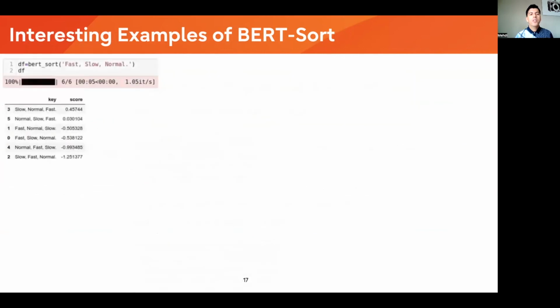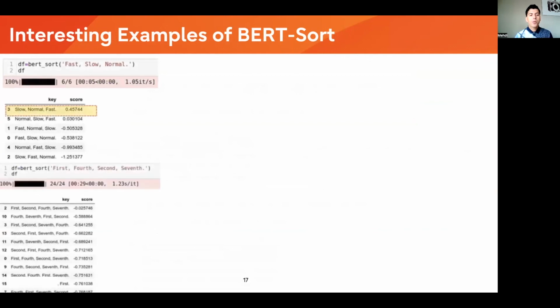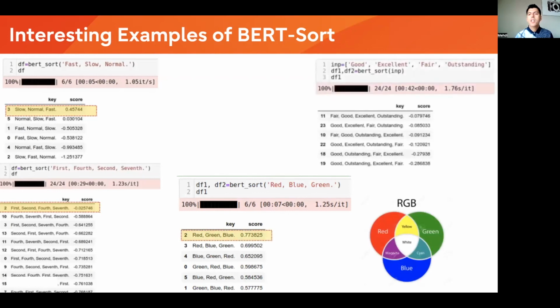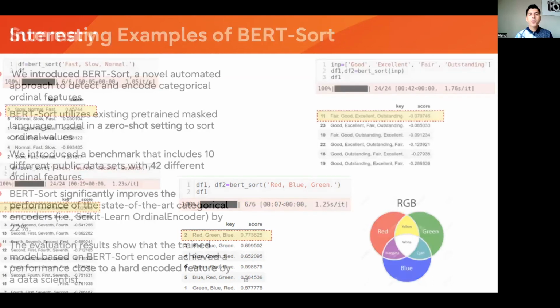We can also sort elements, for example, fast, slow, normal. Now we can sort elements first, fourth, second, 7, as well as we can see the 3rd element is not up here, but BERT-Sort successfully sorts the elements. It can even go further and sort elements like RGB and recognize what the best semantic order would be, or good, excellent, fair, outstanding. We can sort those elements.